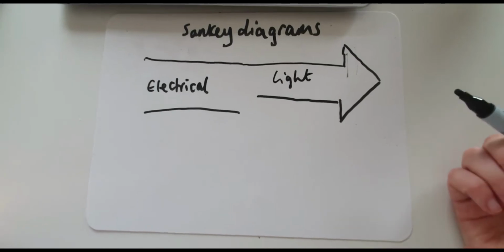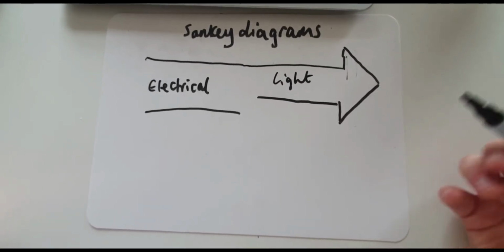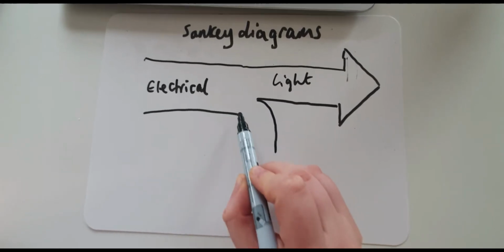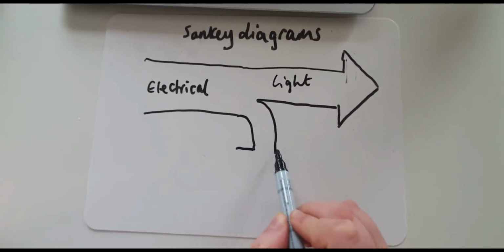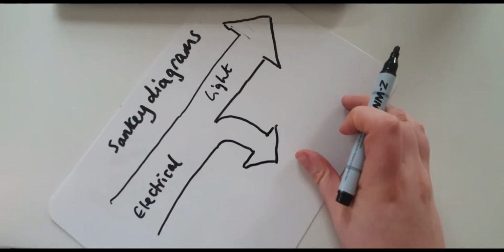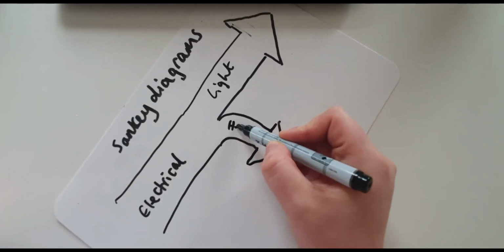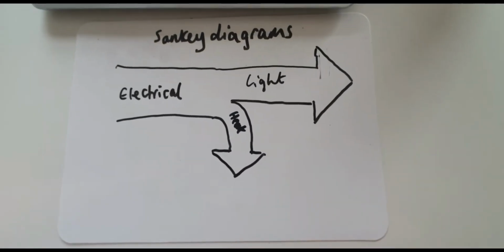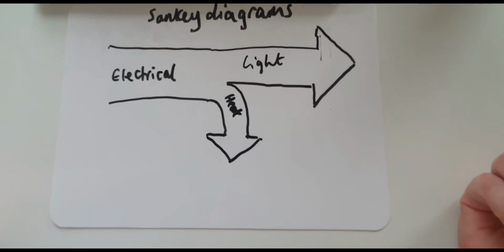And what's my wasted energy? When we're talking about light bulbs, it's going to be thermal, also called heat. So I'm just going to draw that down here. Just going to move that so I can write. I'm going to put heat just because it's smaller. Okay, and that's the general rules for drawing a Sankey diagram.